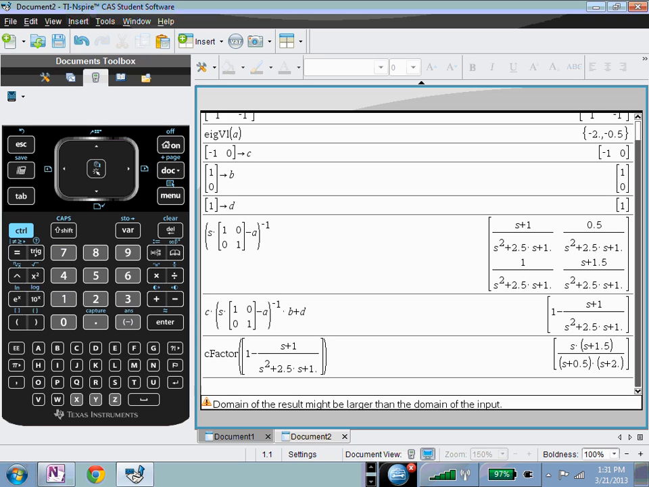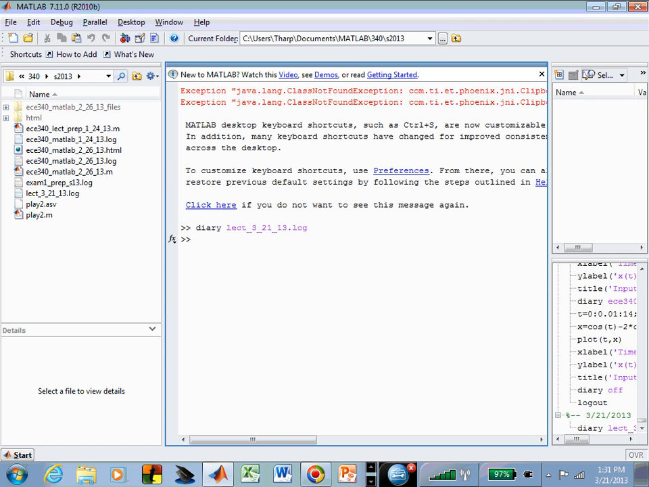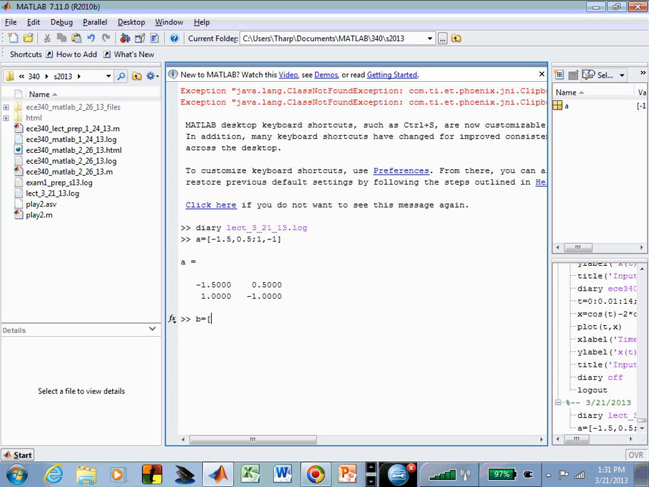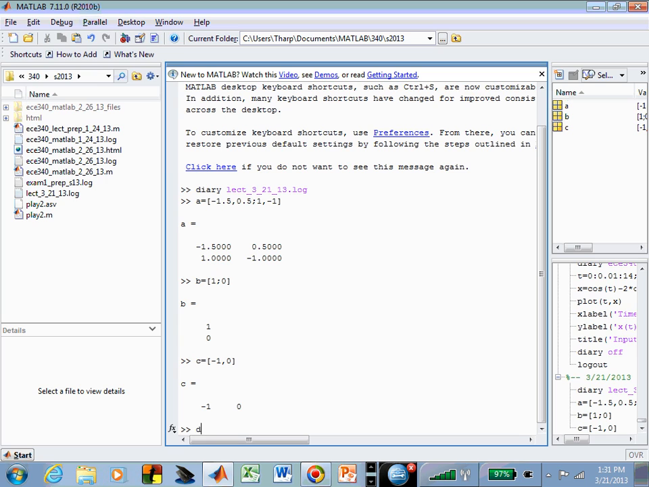Let's now play with this in MATLAB. So here we go. A was what? A was our minus 1.5, 0.5, 1 minus 1. Is that what we had for A? B was 1, 0. C was minus 1, 0. Whoops. And D was just 1.